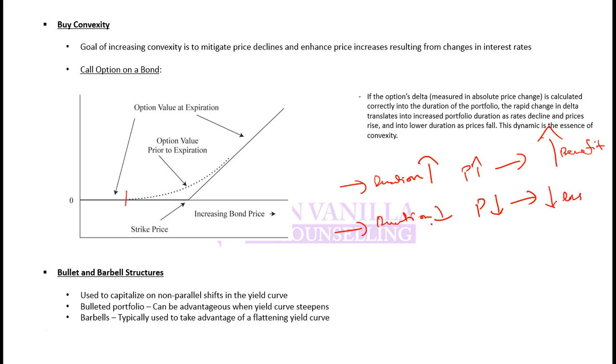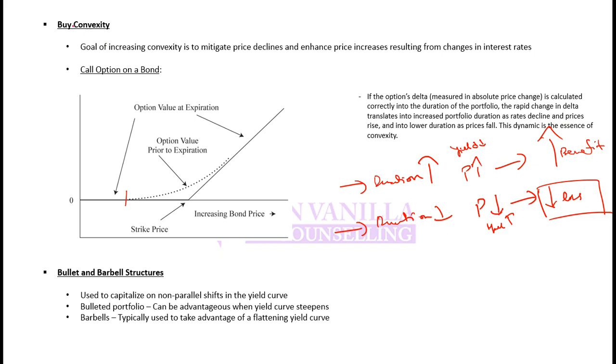Why would loss be lower? Because your duration is lower. So as your duration is lower, your overall change in price will be lower. That means it would give you lower loss when price is decreasing, or in other words, yield is increasing, and it will give you higher benefit when yield is decreasing or price is increasing.